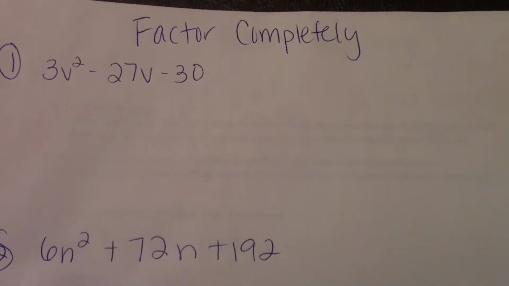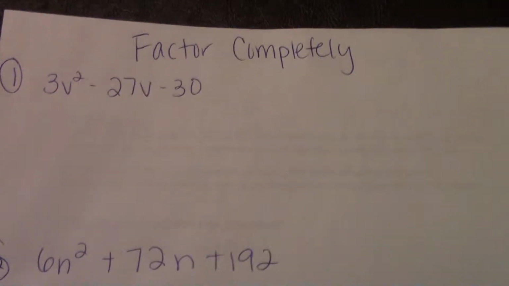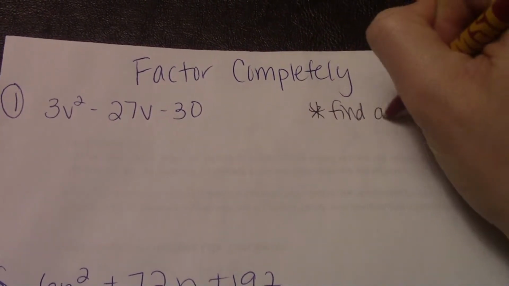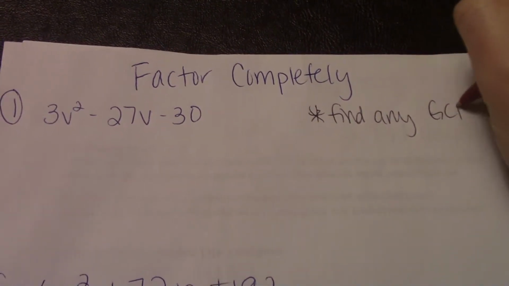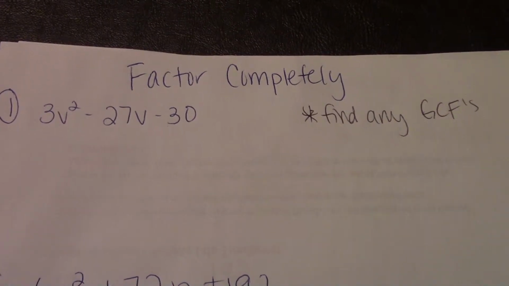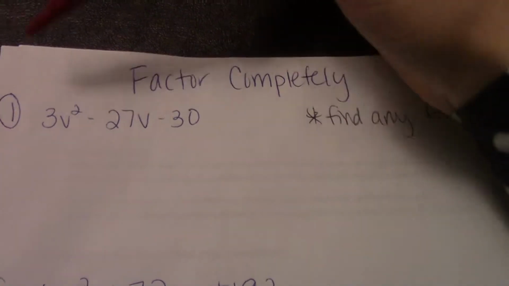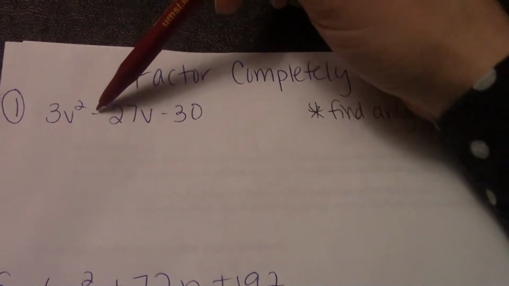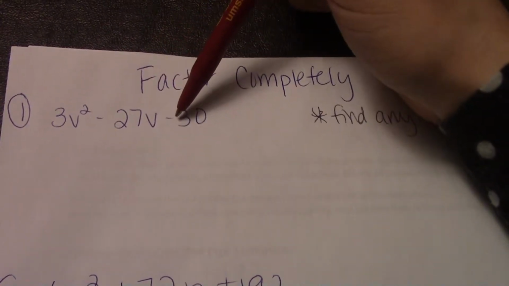This time we are factoring completely. So you always want to first make sure and see if you can find any GCFs. Okay, and you want to factor those out. So what number, normally numbers, but sometimes the variables go into 3v squared minus 27v minus 30.